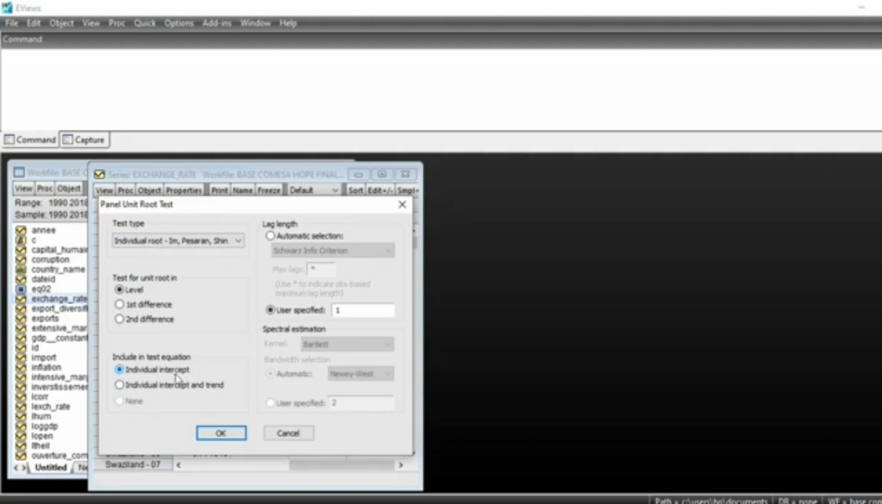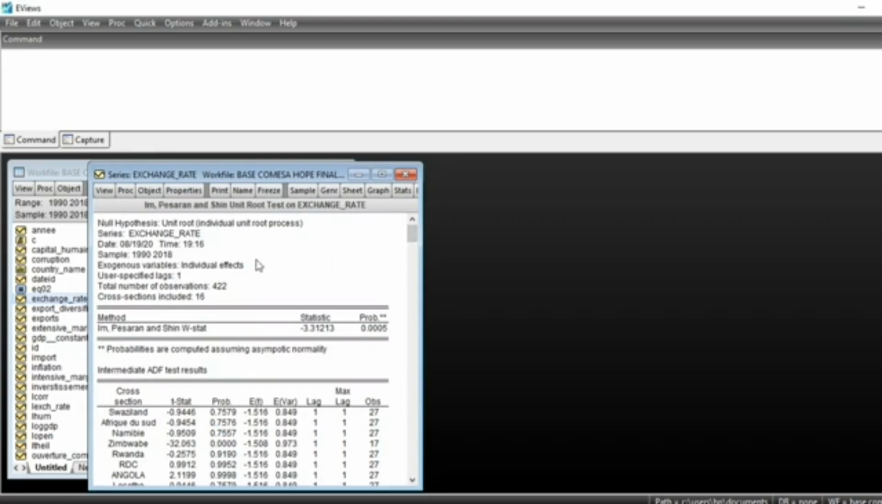So we'll keep now individual intercept in our test, then we click on OK, and we can see that according to the Im, Pesaran and Shin test, our series exchange rate is stationary because the p-value is less than 5%. Less than 5% means that we reject the null hypothesis, which is there is a unit root in our series. So rejecting the null hypothesis of unit root means that our series is stationary. When we consider 5%, even a 1% level, we can consider that our series is stationary.